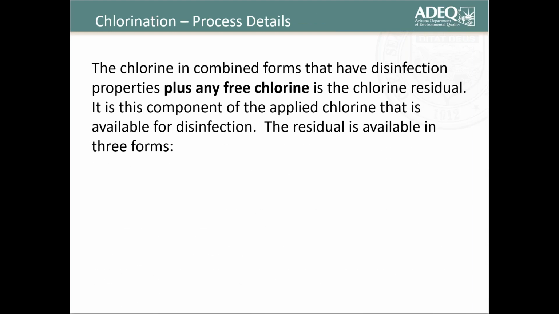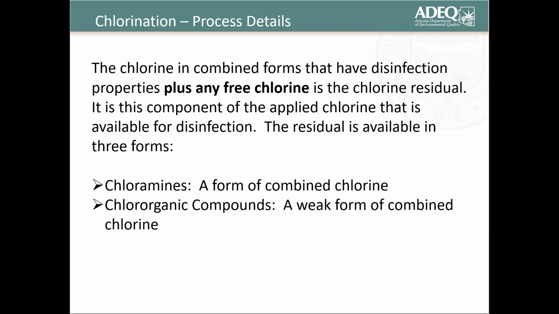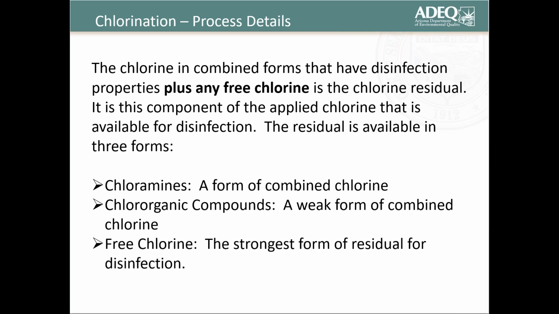So, maybe a summary here: the chlorine and combined forms that have disinfection properties, plus any free chlorine, is the chlorine residual. It is this component of the applied chlorine that is available for disinfection. Now, the residual is available in three forms. We have the chloramines, that's a form of combined chlorine. We have the chloroorganic compounds, that's a weak form of combined chlorine. And then finally, we have free chlorine. That's the strongest form of residual for disinfection.